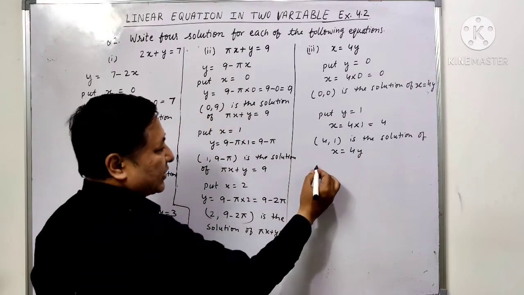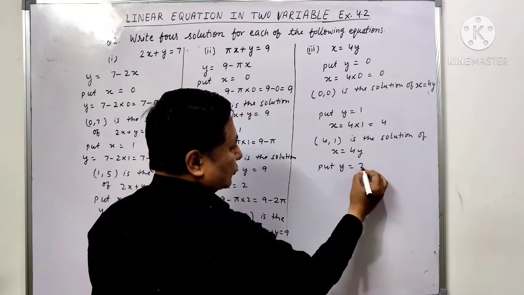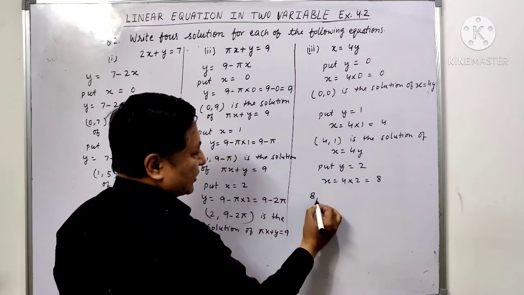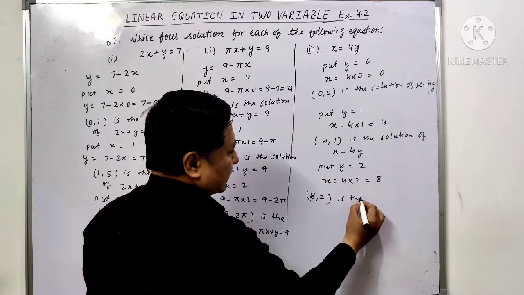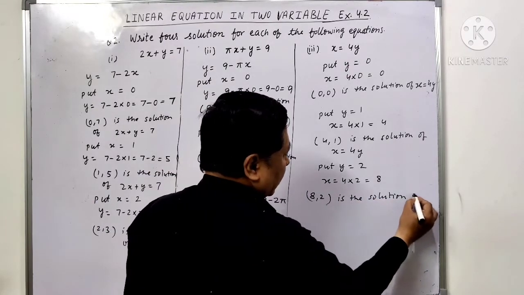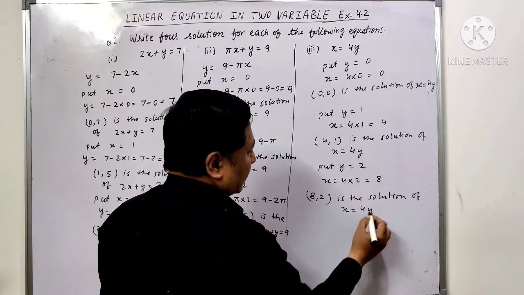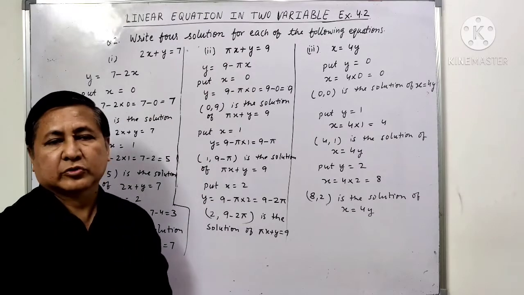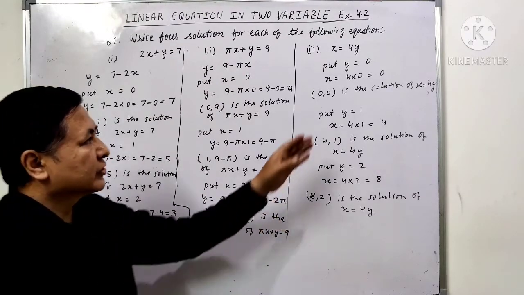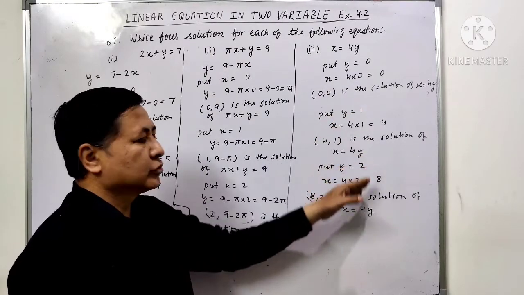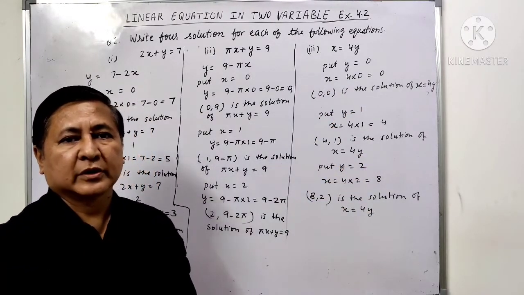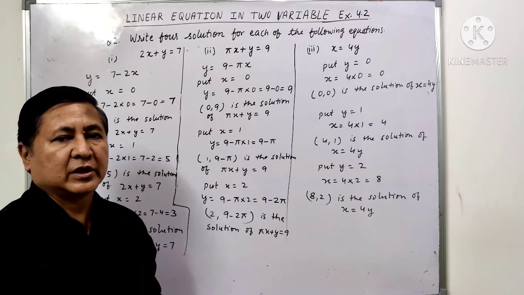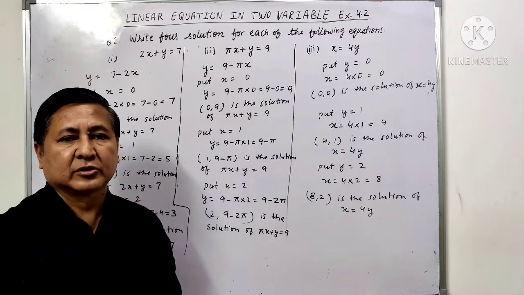Now we'll put y equal to 2. So x is equal to 4 into 2, that is equal to 8. So now the solution is (8, 2), a solution of x equal to 4y. Now in this we have done three solutions, but in the question they have asked for four solutions, so one solution you can do yourself. As we can see, we can put the value of y equal to 0, 1, 2, 3, 4, 5, and if you go on, then we have a large number of solutions. That means we can have infinite number of solutions. So a linear equation has infinite number of solutions.